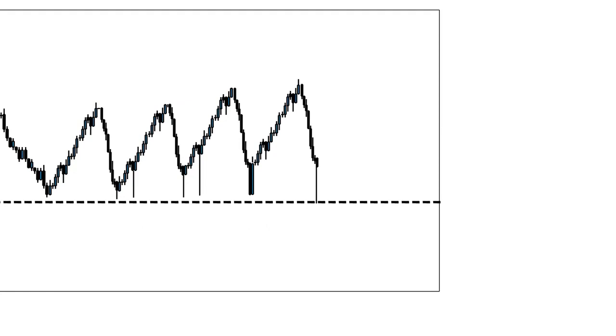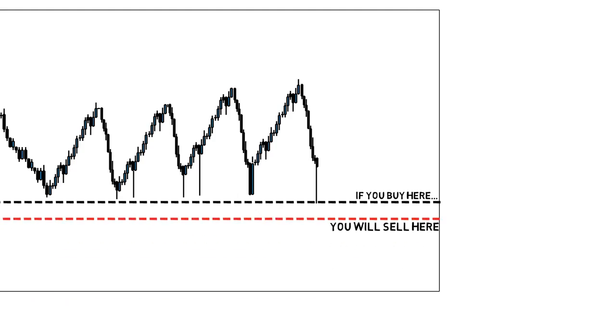So this level has held as support 7 times in the past. If you had bought here, the 7th time price approached this level, where would you put your stop? Your stop loss would probably be somewhere here, just below the support. Now, let's think a bit about what a stop loss order really is.